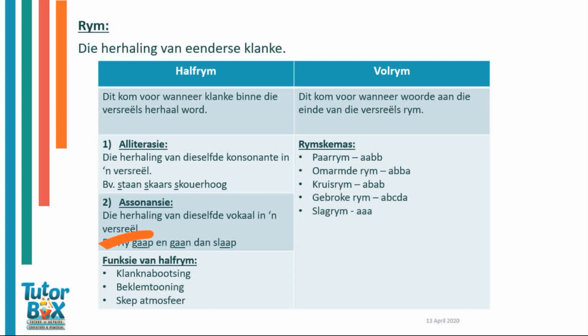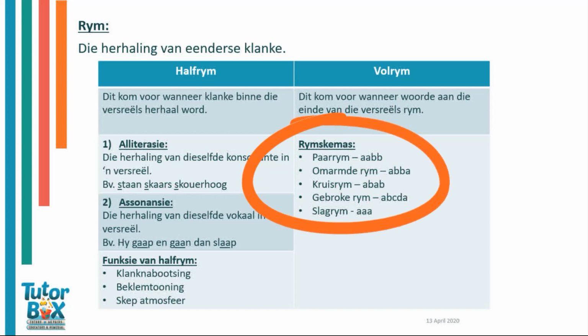And then, what is the function of the halfrym? Wat is die funksie van die halfrym? Dit is klanknabootsing, beklemtoning en skep atmosfeer. Okay. So now you know halfrym is inside of the versreëls that it rhymes, and volrym is the last words. Now, there are different types of rhymes. They all have names, and that is only when the last one rhymes. Okay, so pa-rym is a, b, b. So if it is the last word and the one underneath rhymes, and then underneath that are two more that rhyme. Okay.